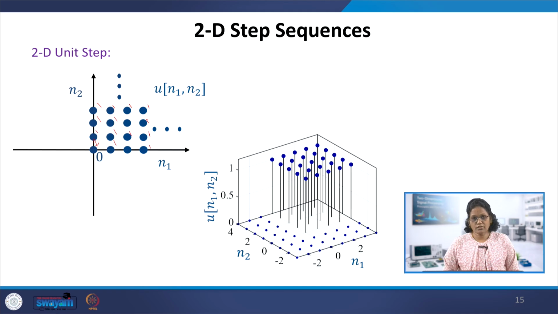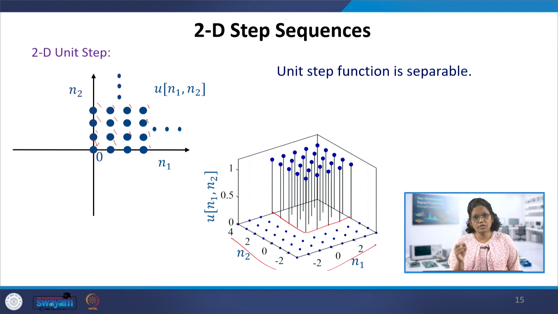Now if you visualize this in a 3-dimensional picture, n1 is this axis and n2 is this axis, and u of n1 comma n2 takes the value 1 from here, and you can see it has the value 1 everywhere, with discrete points. The top view of this is what we were looking at before. It is 0 in the other quadrants, in these spaces. So this is just a visualization of the 2D step sequence.